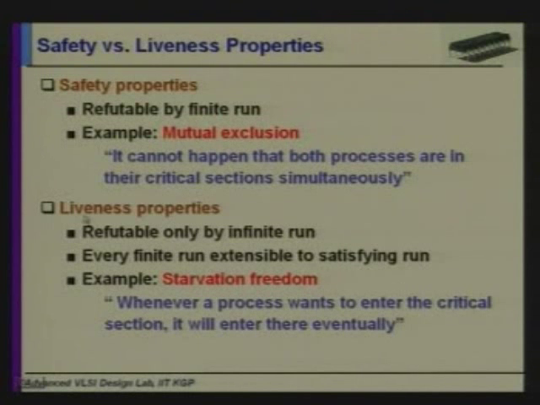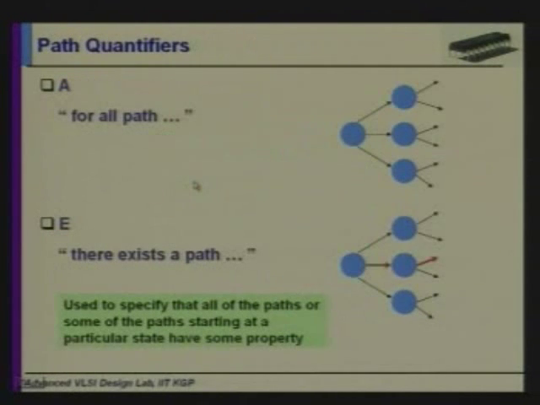Now, on the other hand, there is another class of properties that are liveness properties. We try to express that something good will eventually happen, like whenever somebody makes a request, eventually he will get the grant. These kinds of properties are called liveness properties. The same thing, starvation freedom and all those things are liveness properties.